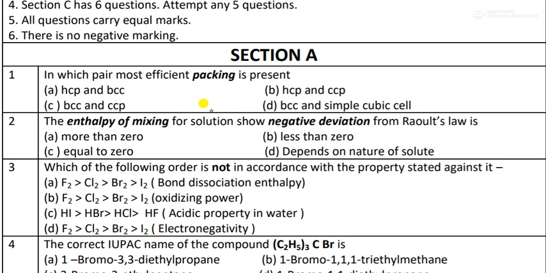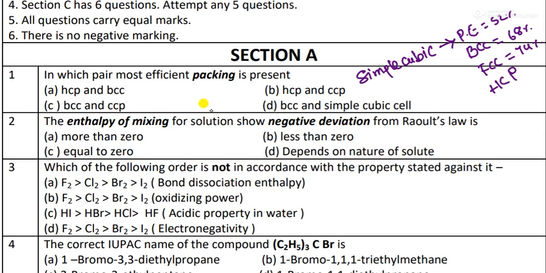Remember here, you just take the simple cubic unit cell. The simple cubic unit cell packing efficiency is nearly 52%. For the BCC, body centered cubic unit cell, the packing efficiency is 68%. Next, you consider FCC, the packing efficiency is 74%. When you come to HCP, hexagonal close packing, it is also 74%.